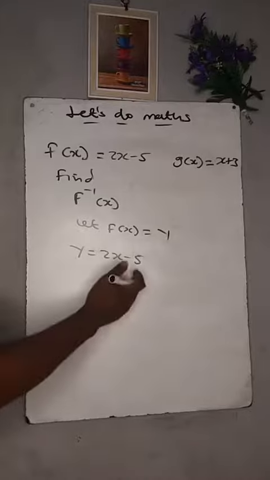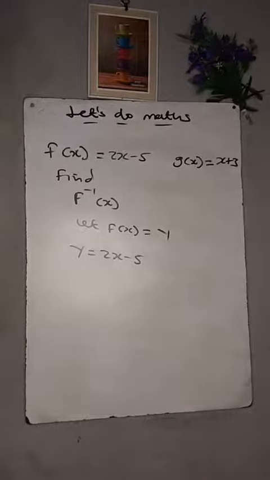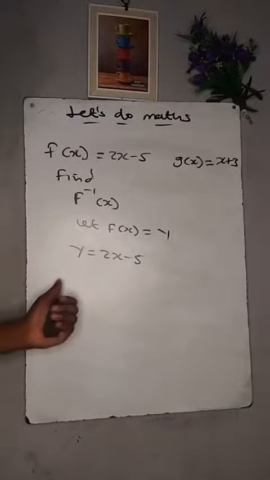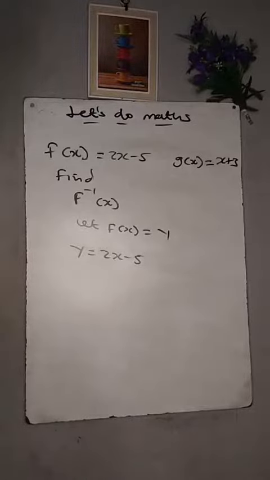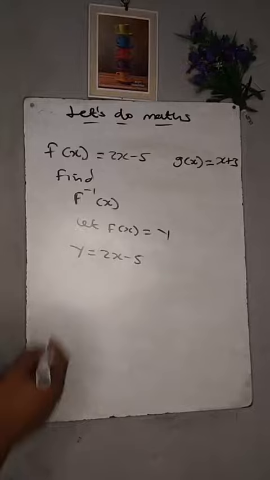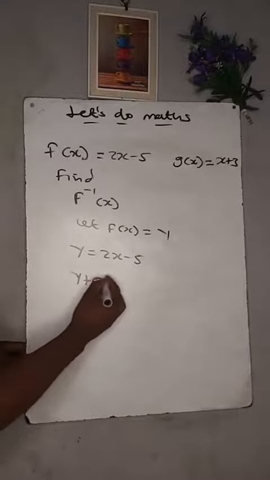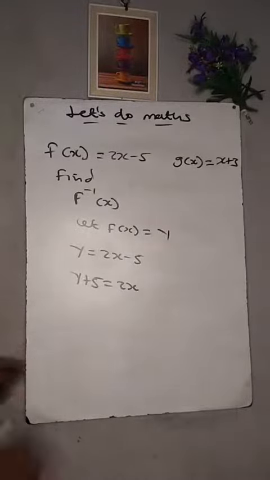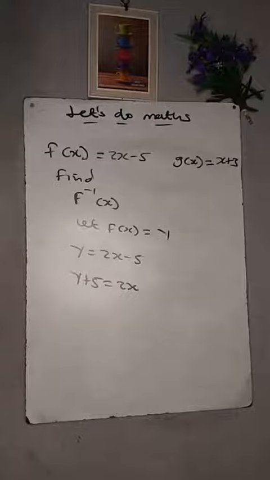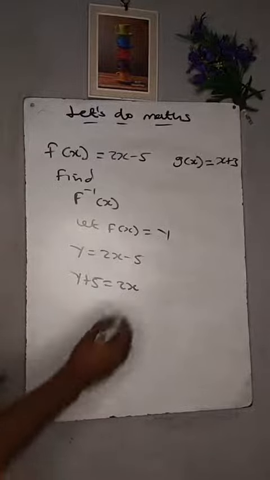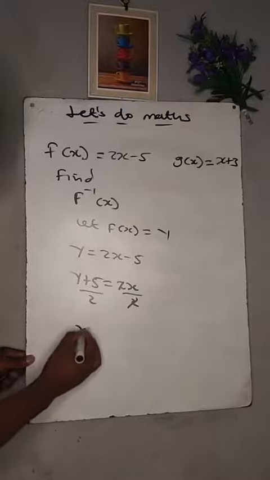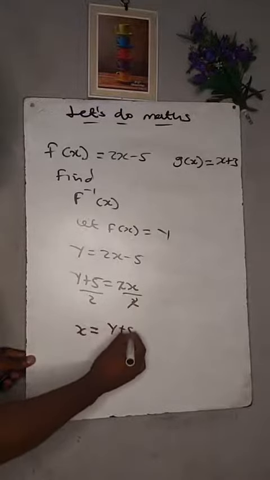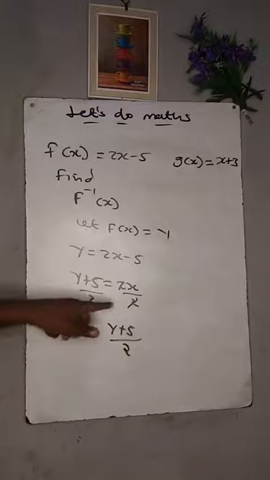So we are going to group the terms. Negative 5 will join the y by additive inverse. That means we add both sides by 5. So we're going to have y plus 5 is equal to 2x, because negative 5 plus 5 is 0. Then after that, I divide by 2 on both sides. Why? Because I'm trying to make x the subject of the formula. So now, x is equal to y plus 5 over 2.